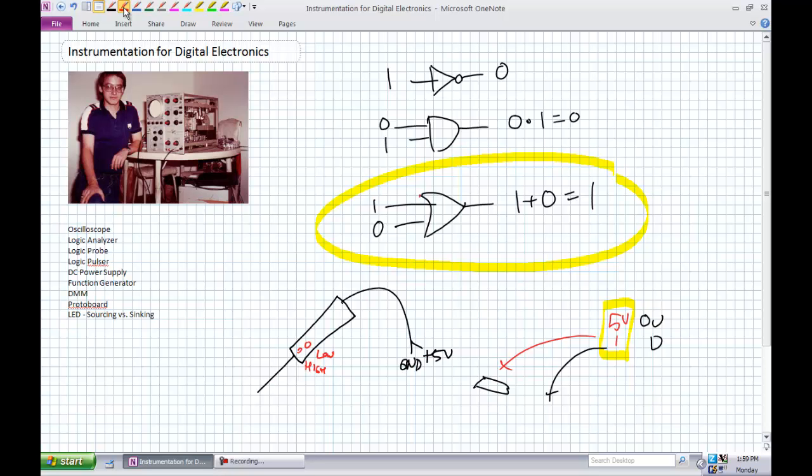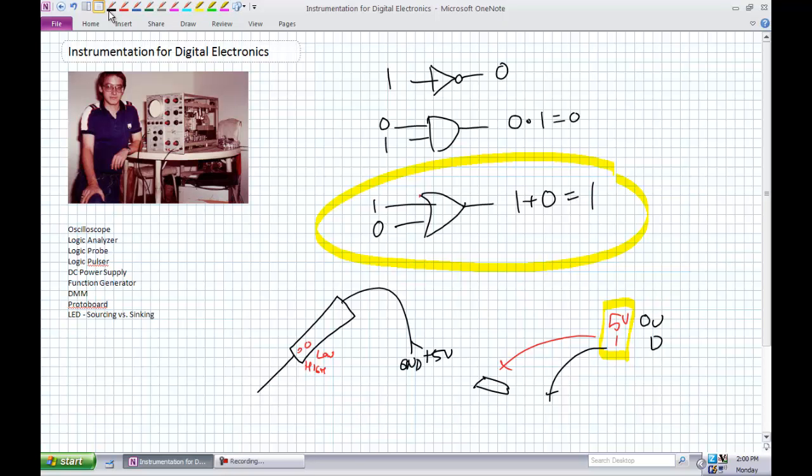Pulsar, a logic pulsar. Whereas a probe detects voltage, a pulsar will provide voltage. It's almost like a mini function generator. The logic pulsar is used to detect, okay, is this input going anywhere? Where is it going to? So it almost even looks like a probe. All you do is you hook it to the lead in question or the input in question, and it provides a little TTL compatible waveform of whatever frequency you set. So pulsar provides, probe detects. Just handy little test equipment.